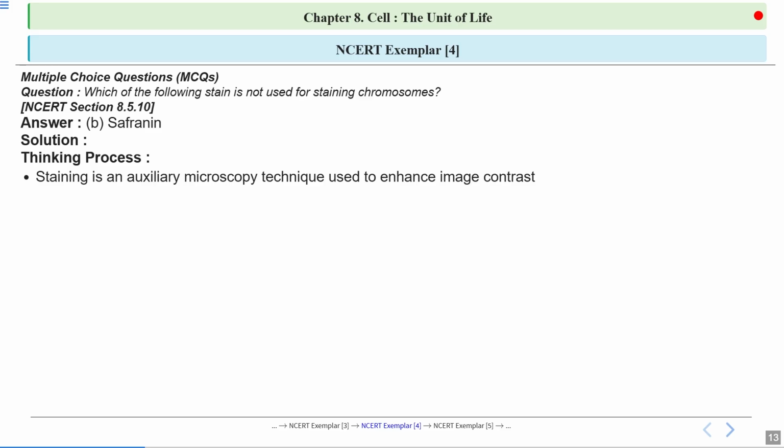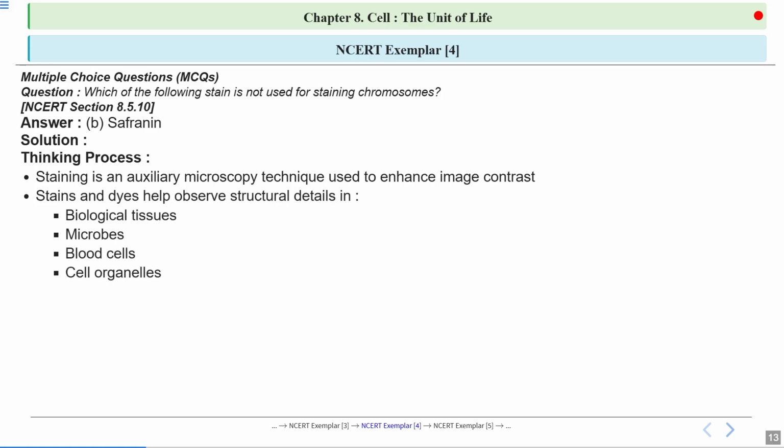Staining is an auxiliary microscopic technique used to enhance the image contrast. Stains and dyes help observe structural details in biological tissues like cells, in microorganisms, in blood cells, in cell organelles. You can even stain cell organelles like mitochondria. Mitochondria can be stained using Janus green dye.